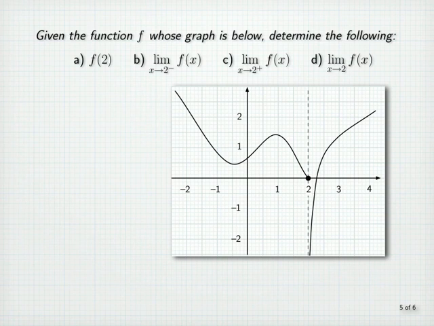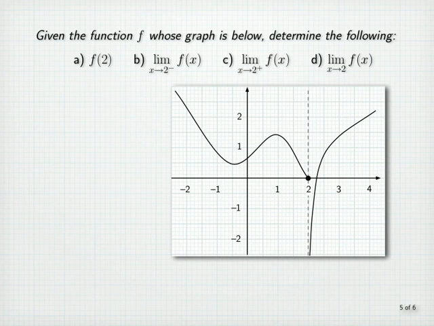This example is similar to the previous one. Given the function graphed here, we'd like to determine a, the value of the function at 2, b, the limit as x approaches 2 from the left, c, the limit as x approaches 2 from the right, and d, the limit as x approaches 2.